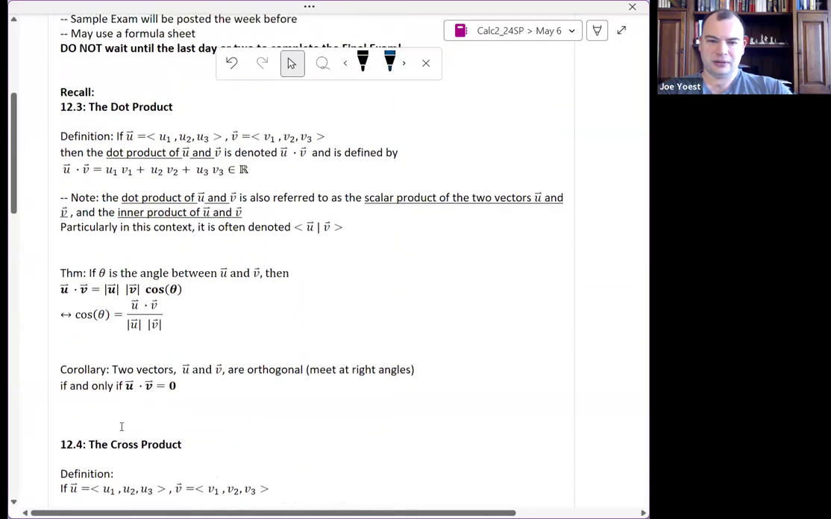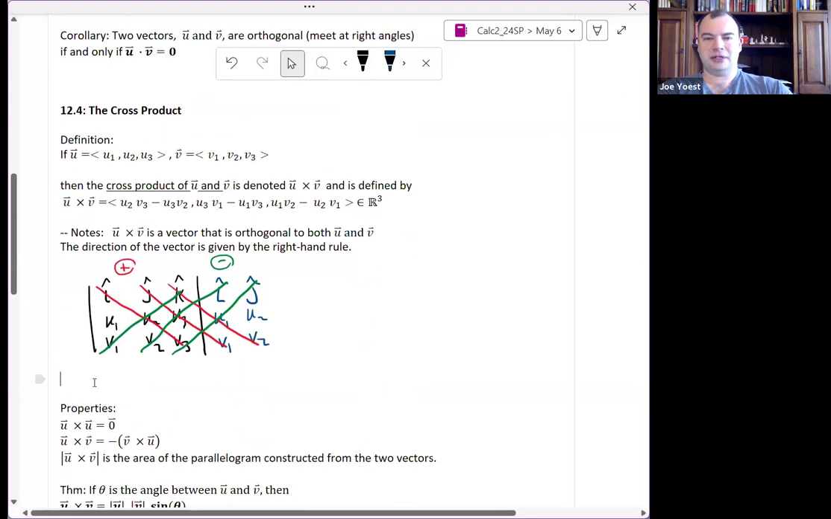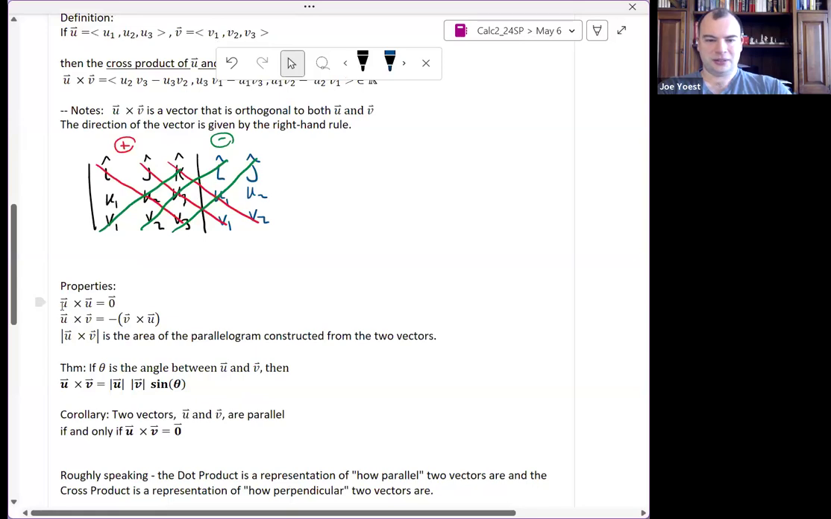Remember that the dot product of a vector with itself, we can see pretty easily from here, cos of 0 is 1, so we would just have the length squared. The dot product of a vector with itself is the square of its length. The cross product of a vector with itself is 0.